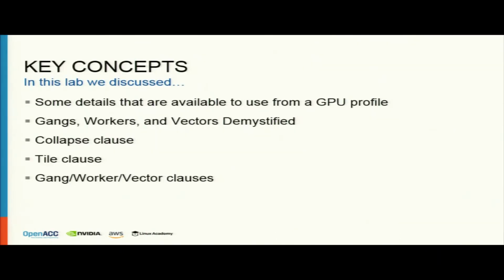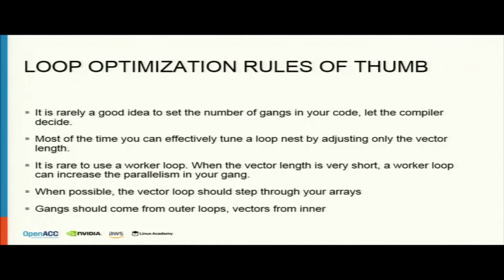And closing remark, yeah, some details I provided you with respect to gangs, workers and vectors, and the collapse clause was covered, the tile clause was covered, and we also said how you can play around with the sizes of vector, gangs and worker, right? And also provided you with some rules of thumb which you should definitely follow to get good performance. If you follow otherwise, mostly 90% it will not give you good performance. So these are some best practices that you should have.